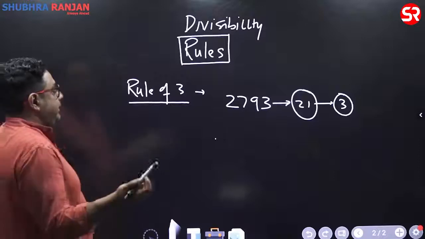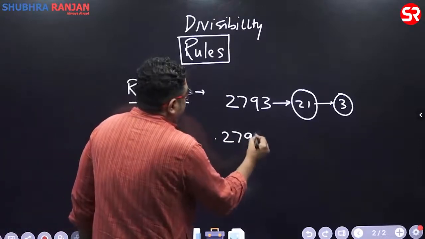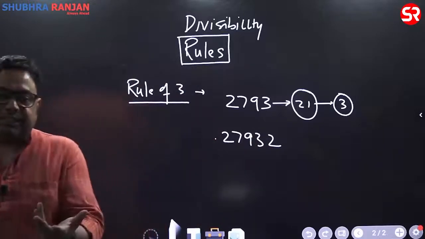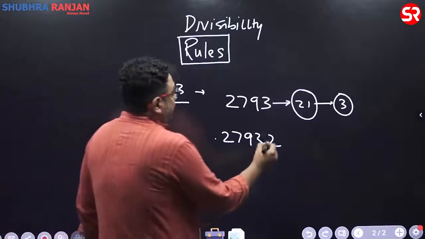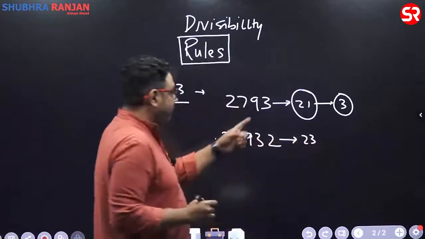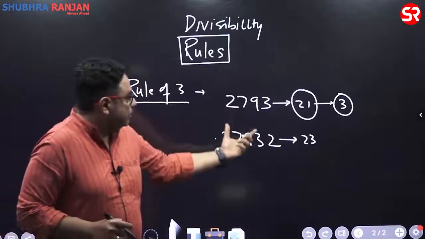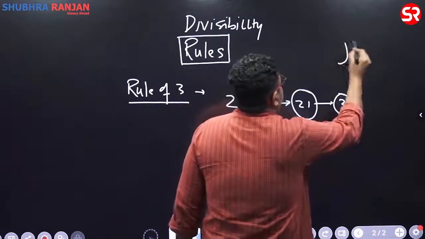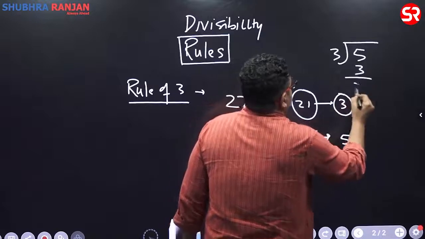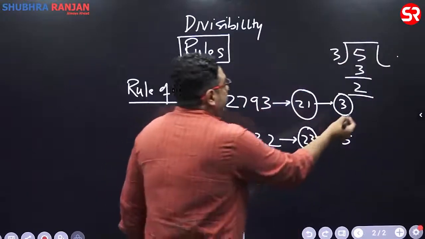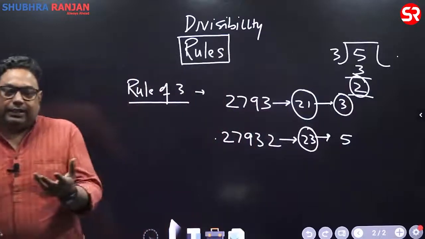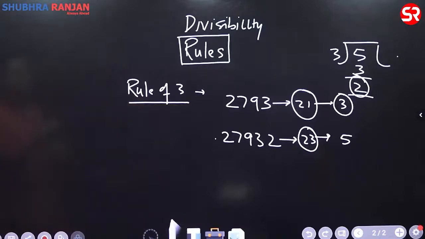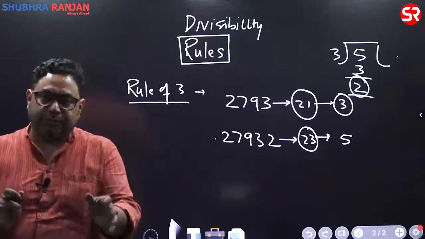For example, what would be the remainder when 27932 is divided by 3? The beauty of this rule is that it gives you remainders as well. Over here, I would get my sum to be 23, because I have appended 2 to this number. 2 plus 3 is 5. 5, when divided by 3, gives remainder 2. So it is working two ways. It tells whether the number is exactly divisible by 3 or not, and if not, what the remainder would be. Many of you know this rule, isn't it?